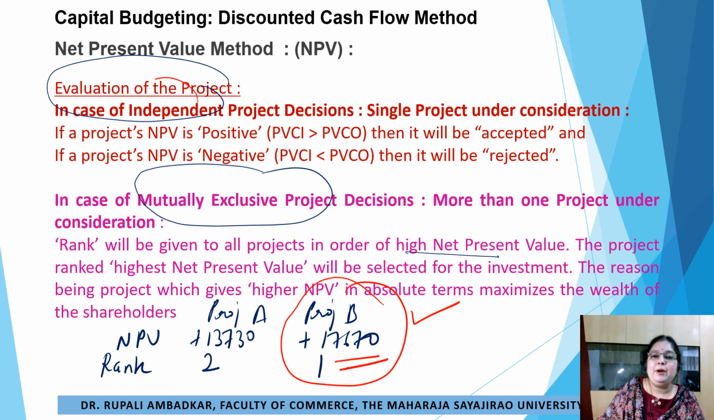In case of independent project decisions where there is only a single project under consideration, if NPV is positive, the project can be accepted. If NPV is negative, the project will be rejected.